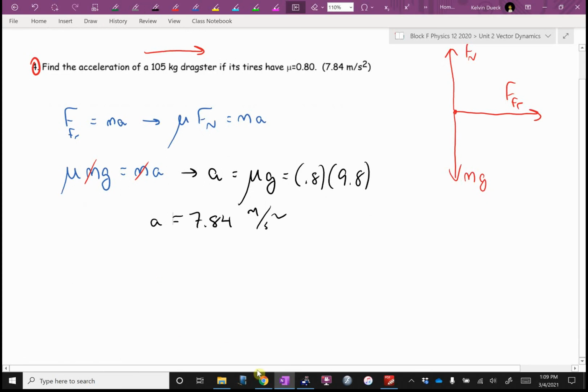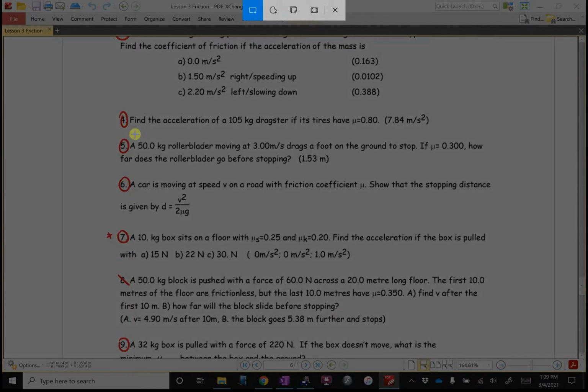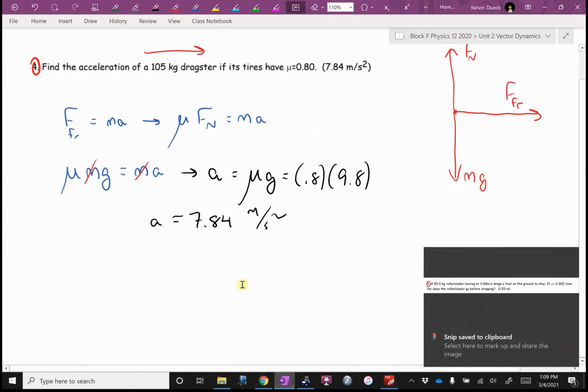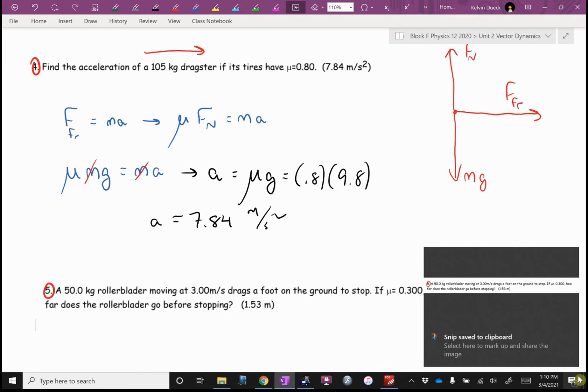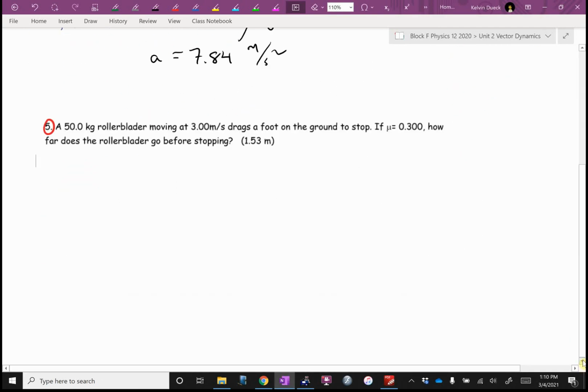Number 5 is really similar, except in question 5, now we're coming to a stop. And it wants us to find the distance. Okay, I can do that. So here's number 5. So if I want to find how far, it says before stopping, so VF equals 0. I guess VI is 3.